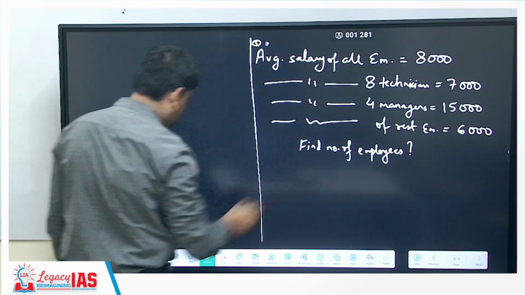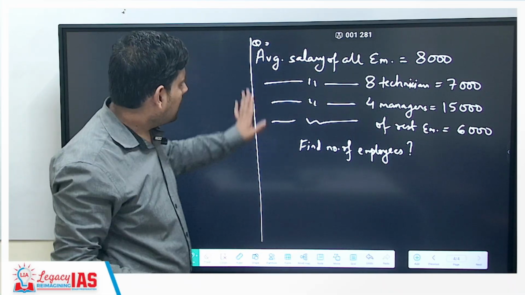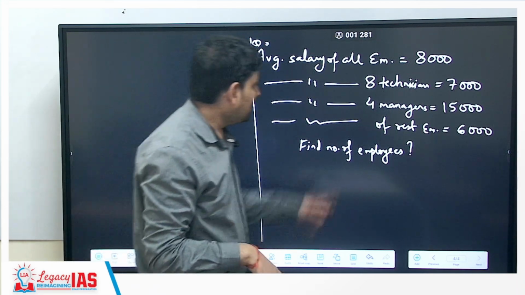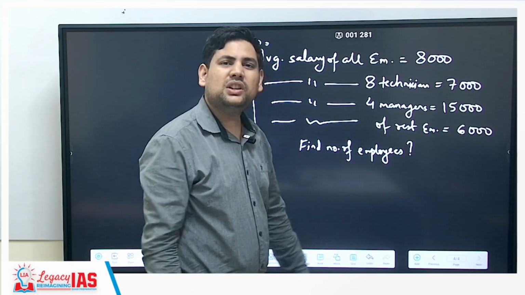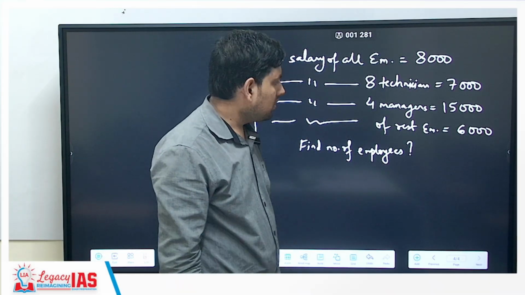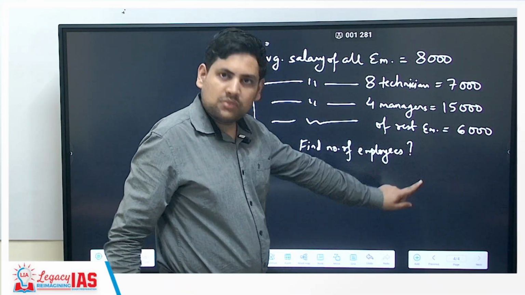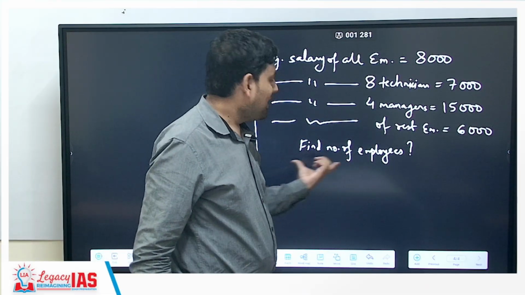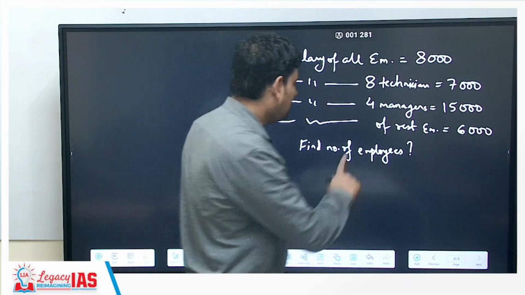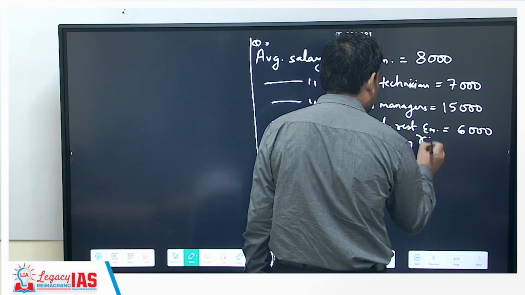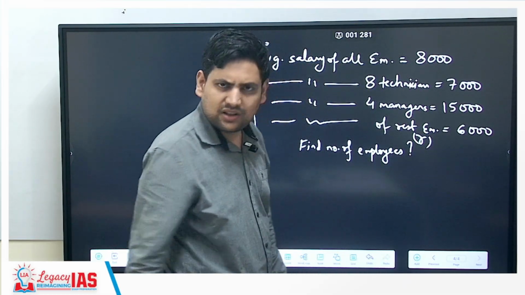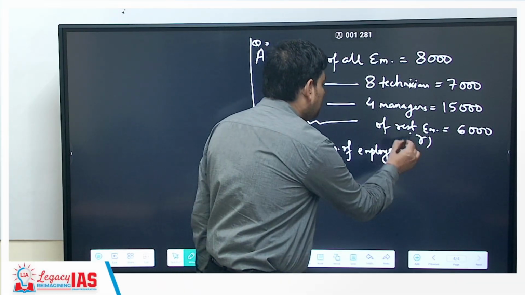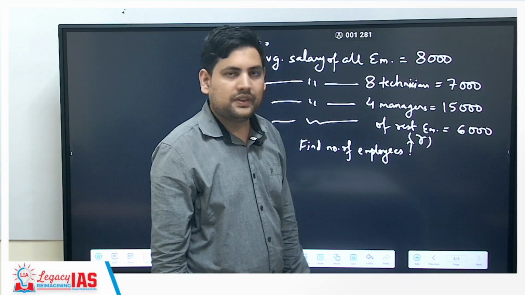see what is given here. Average salary of all employees is 8,000. Now this 8 and 4 is fine. Rest of the employees, what is that? Here the exact number is not given to you. If the exact number was given, you could have added the number of employees directly. So you have to assume the rest of the employees to be, let's say, R. Any variable you can assume.